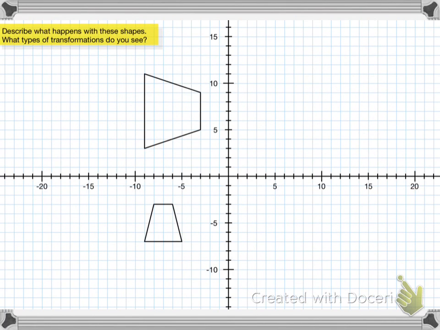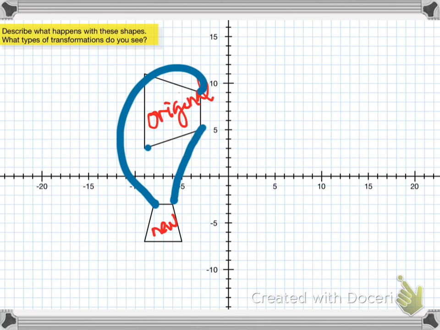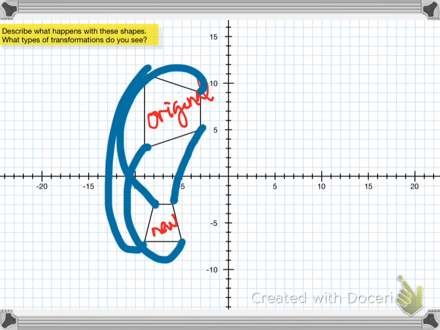Here's one more example. Describe the transformations. Do you see what types of transformations? So I've got a trapezoid, and here's my original. And then the new one is here. Okay, let's look at this one, it went there, here, there, and there. So it got spun around 90 degrees, which is a rotation.